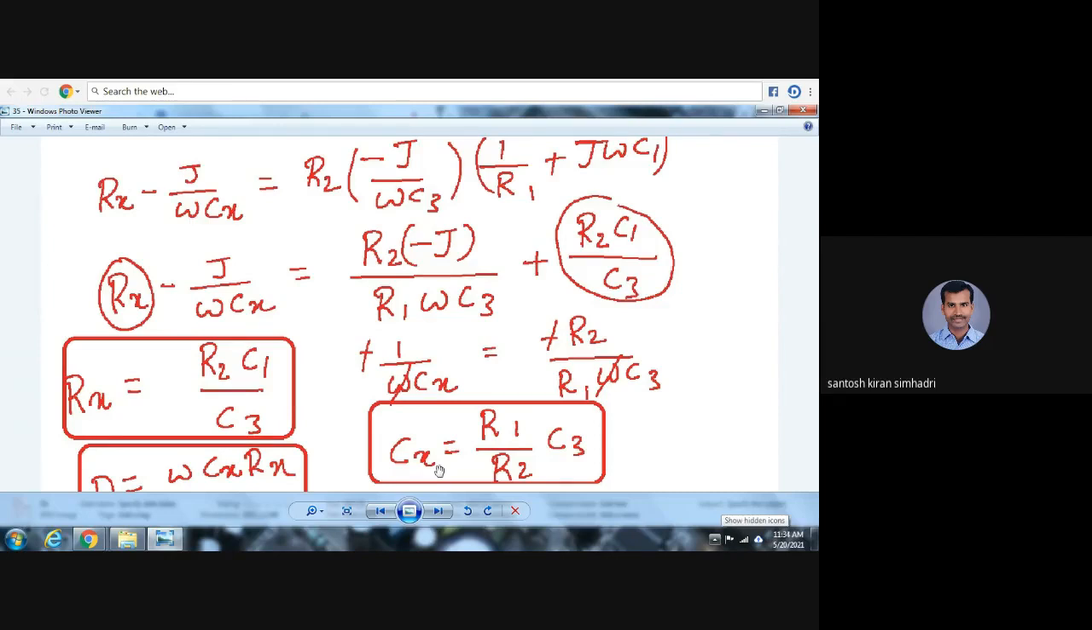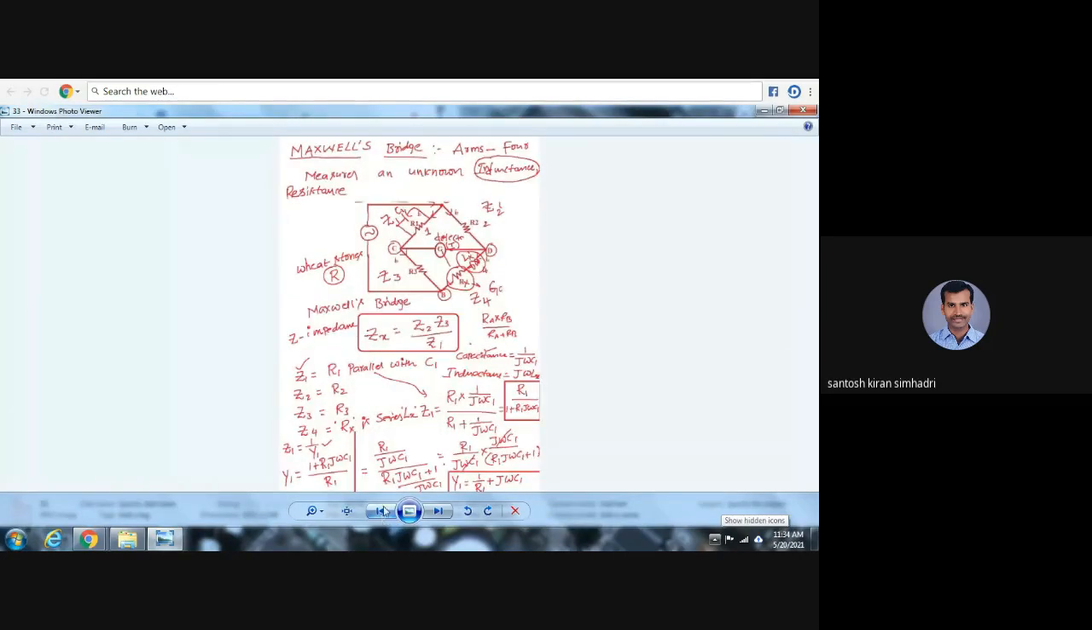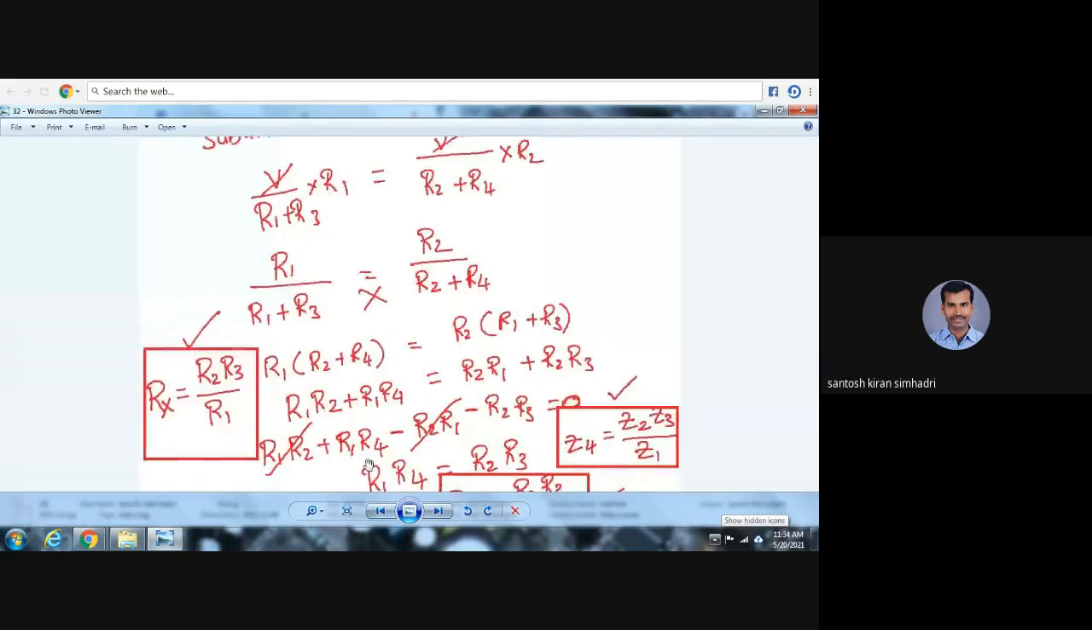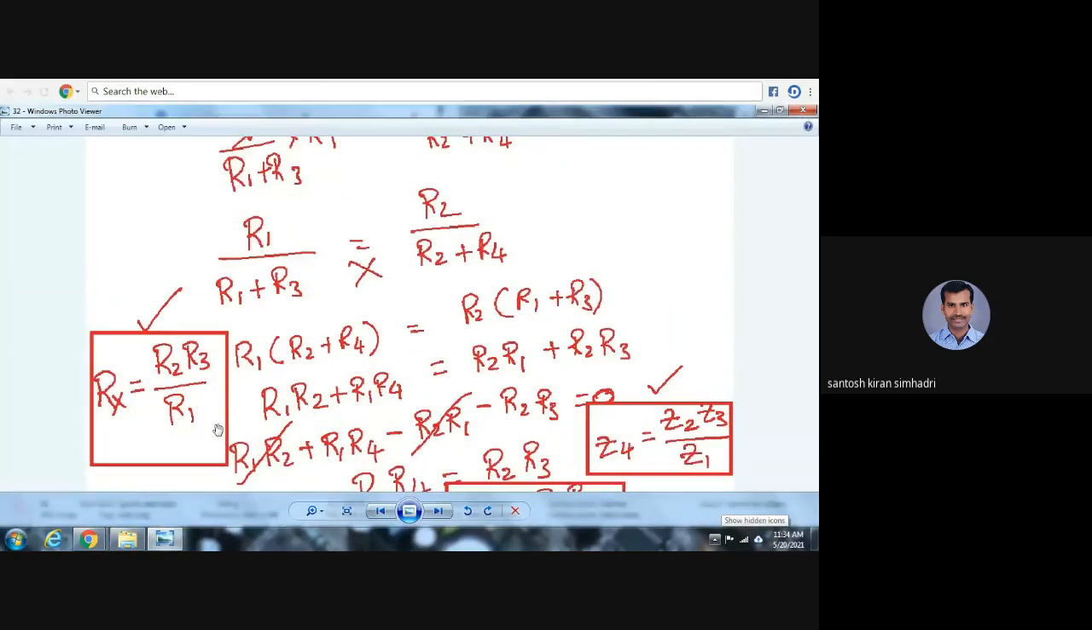Can anyone please unmute yourself? Premila, please help me. I will show some equations, just read out those expressions. Please help me. What is the value of Rx here? R2 R3 by R1. Good. That is for the Wheatstone bridge.